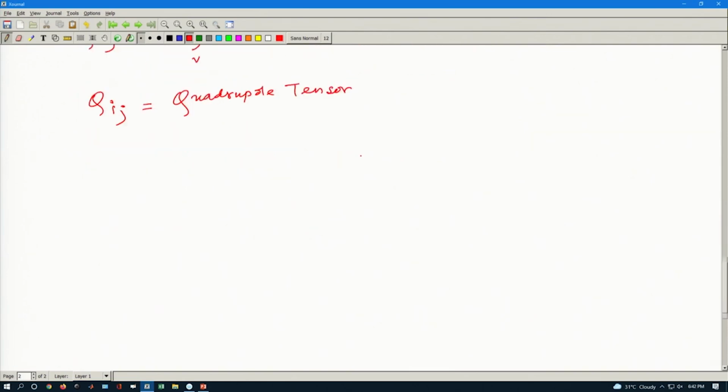If I write the total value, so Q_ij, if I write my total Q, that is this one: Q11, Q12, because i can take 1, 2, 3 and j can take 1, 2, 3. So I should have these values: Q21, Q22, Q23, Q31, Q32 and Q33.